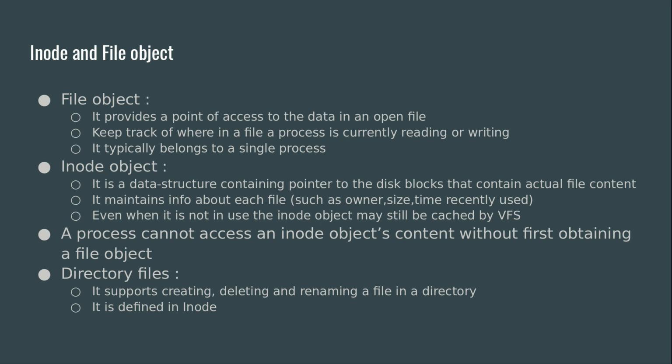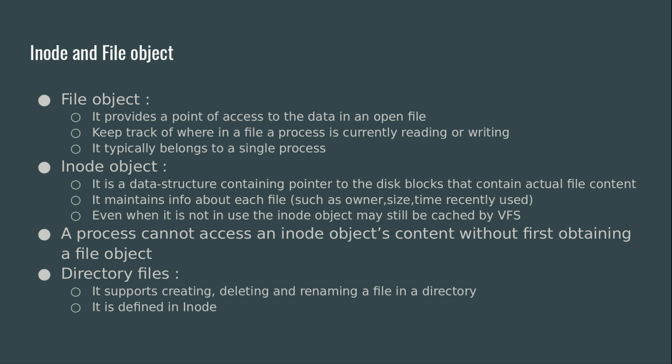Inode object is a data structure containing pointers to the disk blocks that contain actual file content. It maintains info about each file, such as owner, size, time recently used, etc. Even when it is not used, it is stored or cached by the VFS. That improves the performance of the CPU. But also there is only a single inode object for one file. There can be multiple file objects, but there is only one inode object. And a process cannot access an inode object's content without first obtaining a file object.